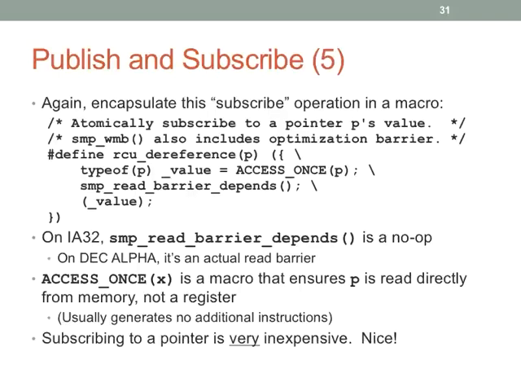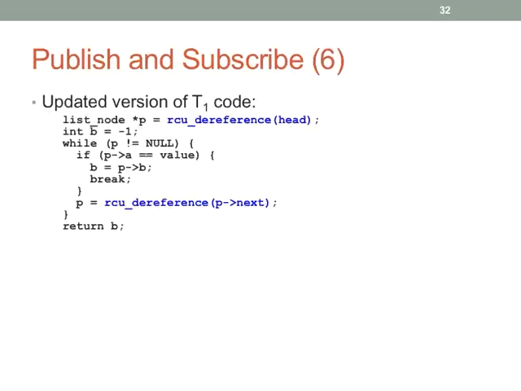Okay? So subscribing is cheap, and publishing is cheap. This is really looking nice. This is looking like a fantastic approach. Okay? So this is the updated version of our T1 code. We RCU dereference the head because, hey, we're subscribing to it. And then p equals RCU dereference p arrow next. And that's how we get to the next node. Okay? So far, this is looking pretty cool.